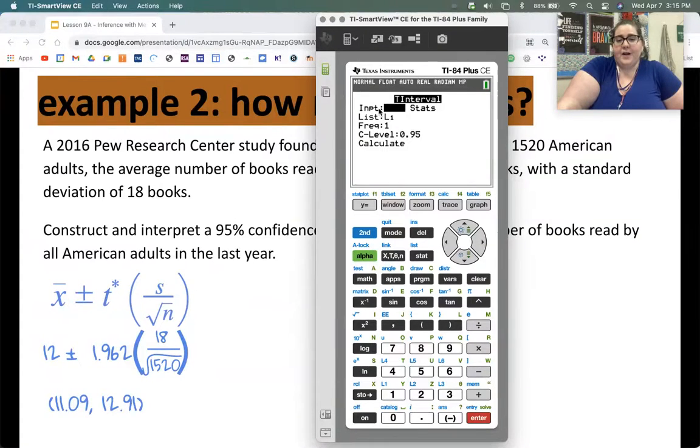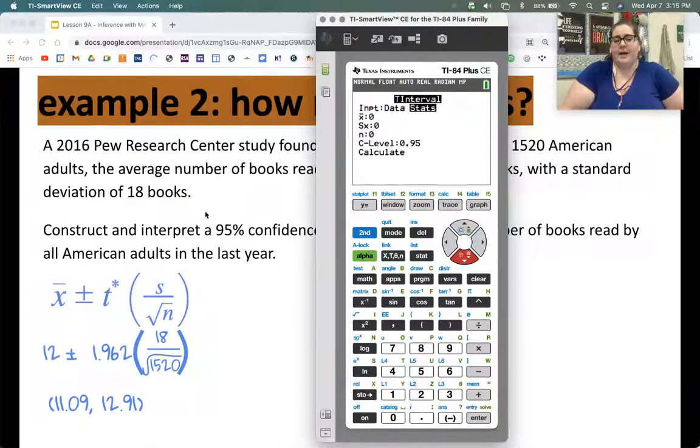Then it asks for input, and it's data or stats. Data would mean that you actually have the number of books read for each of those 1520 people. So if you had a list of actual data, we would use data. On this problem, I know the stats. I know the mean, and I know the standard deviation from that sample. So I'm going to go over to stats and push enter.